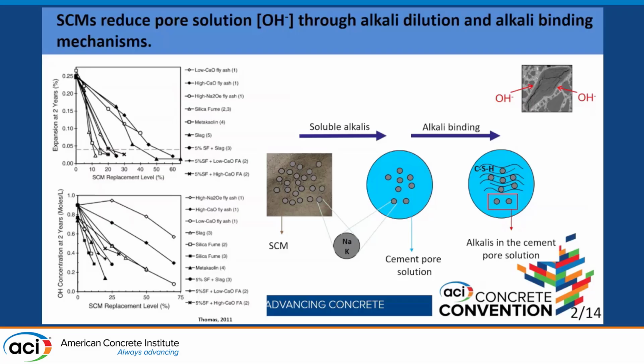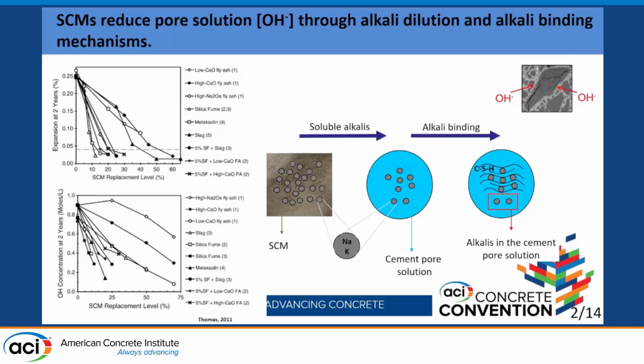ASR is a serious durability issue, and SCMs are commonly used in concrete to mitigate ASR, as this work by Mike Thomas shows. SCMs can significantly reduce the ASR expansion. SCMs mitigate ASR through various mechanisms like Portland cement consumption and improving permeability, but the main factor causing SCMs to mitigate ASR is reducing the pH of pore solution, or hydroxyl ion concentration.